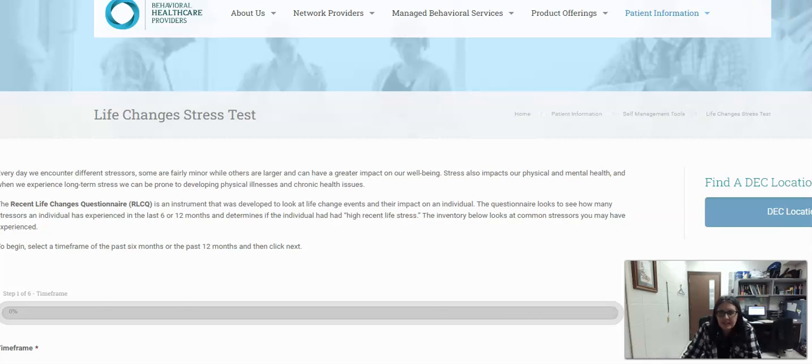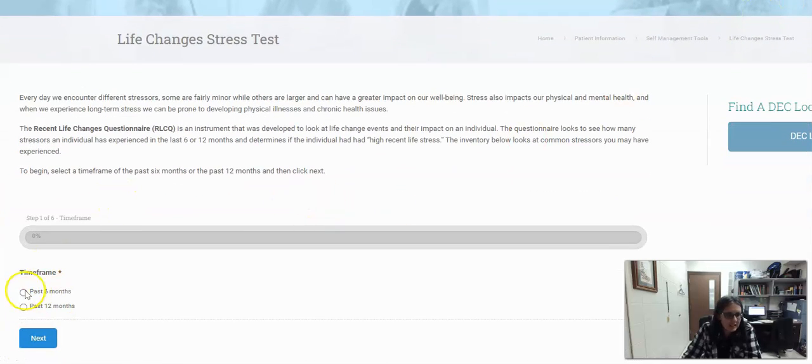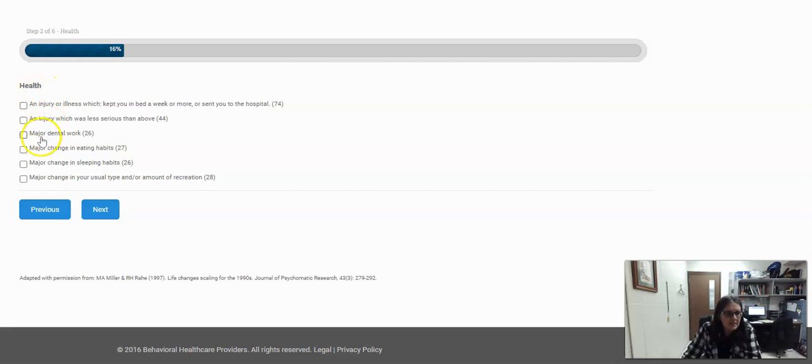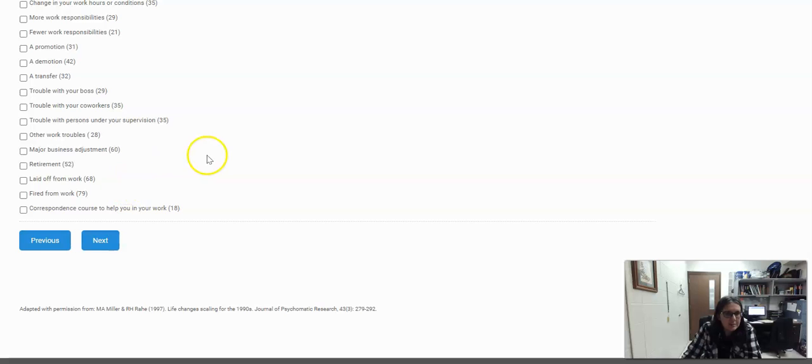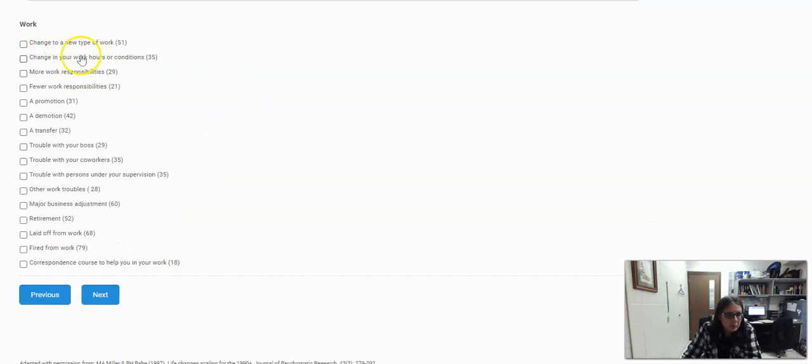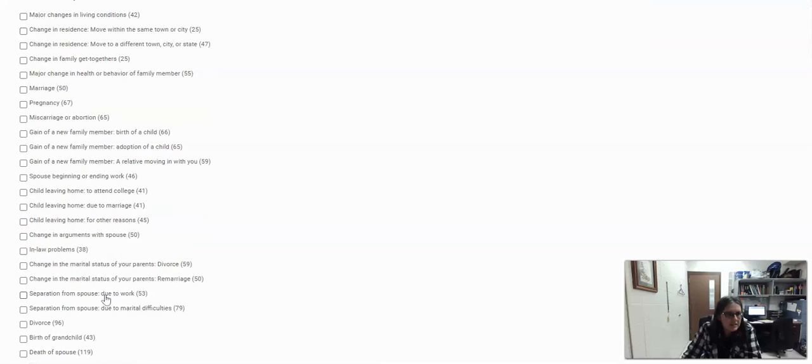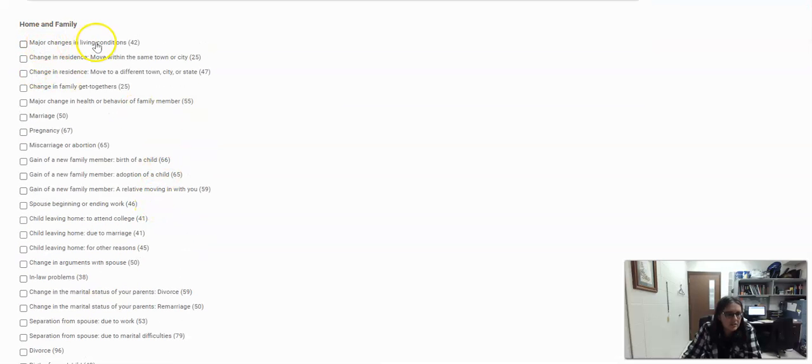Okay, so if you click on this, it just goes down and it says time frame, and you can decide if you want to do the past 6 months or the past year. And then you just have the little questionnaire, and you fill in whether you have had any of these changes. And if nothing, then you just hit next. Work, changing jobs, even promotions are a good thing, but it still is different, right? It's all of these different kinds of pieces. So it just varies based on what you're doing.